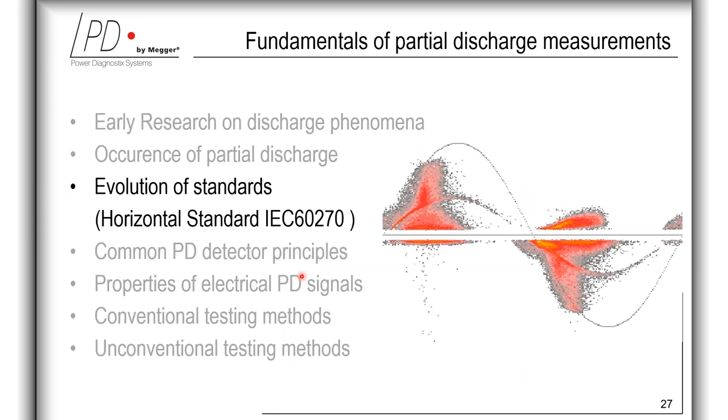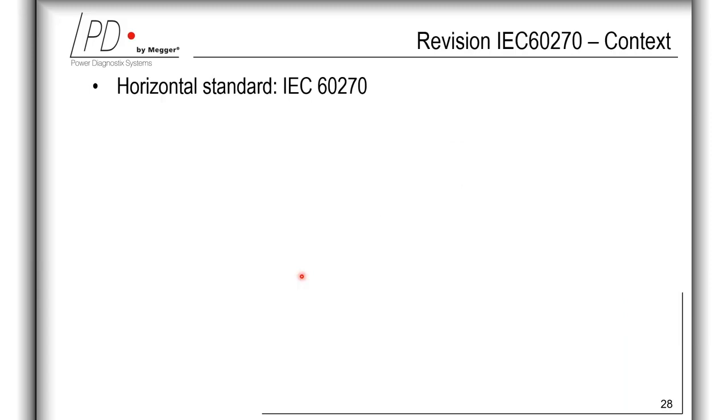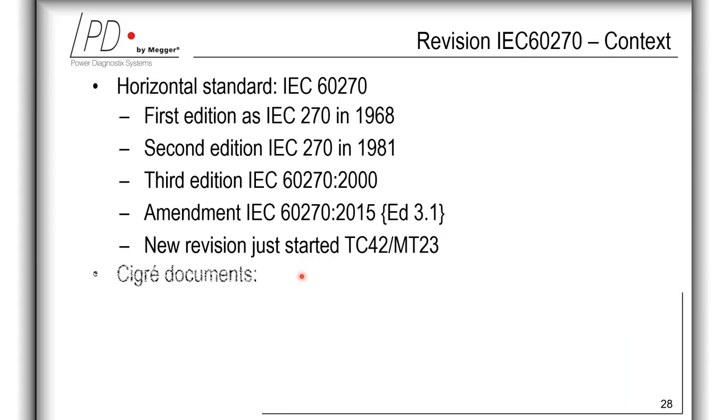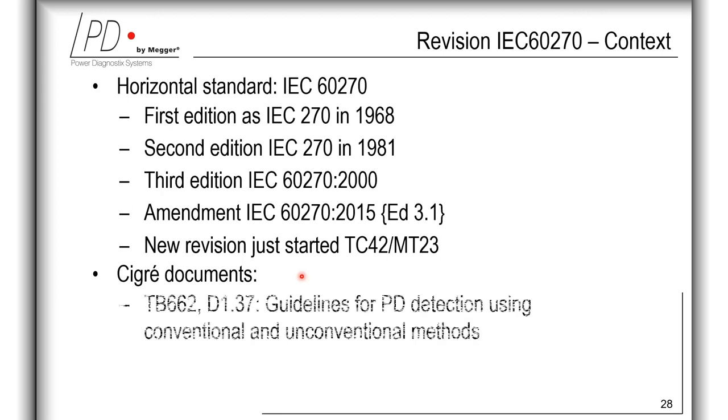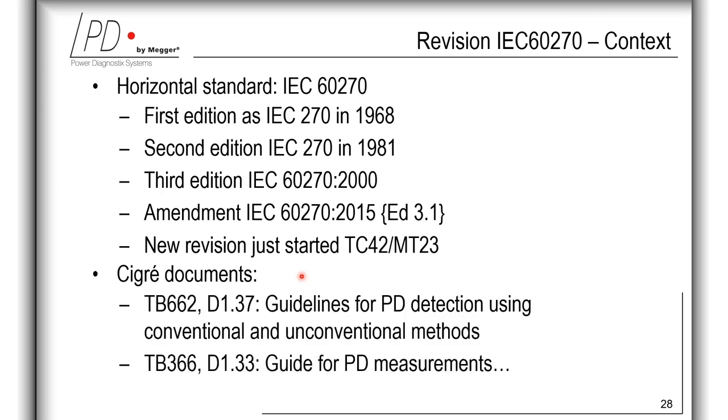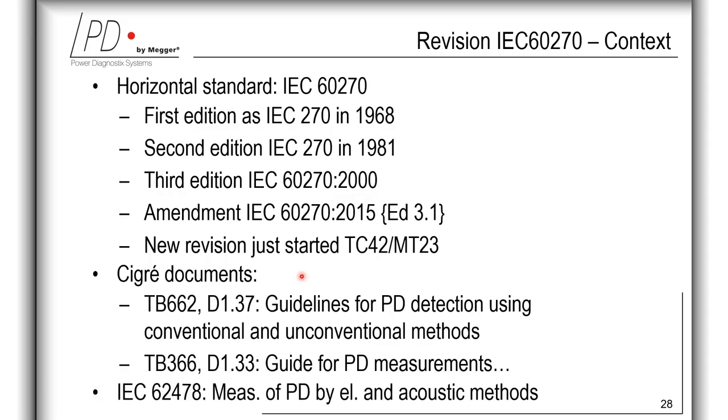So now in this chapter, we will be talking about evolution of standards, and here our concern is the horizontal standard, IEC 60270. The main objective of the first IEC 270 and its revision 60270 is the idea of expressing the partial discharge magnitude in terms of charge. It was released in 1968, followed by the second edition in 1981, and followed by the third edition, which is called IEC 60270 in 2000, and then the version in 2015 is called edition 3.1.